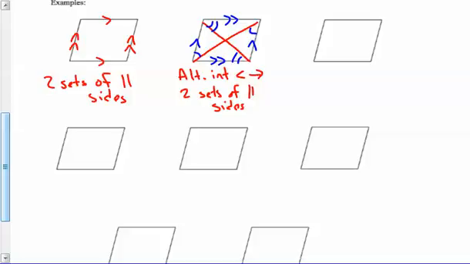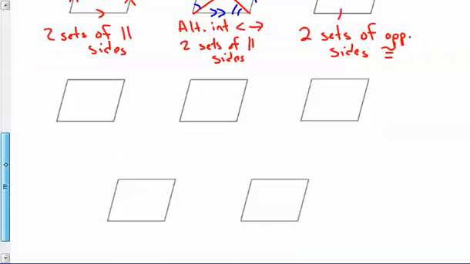Okay, so here's 2 different examples of proving that 2 sets of sides are parallel. These would both be method 1. Method 2 asks you to prove that opposite sides are congruent. So you would need something that looks like this. This is an example of 2 sets of opposite sides congruent. Method 2.